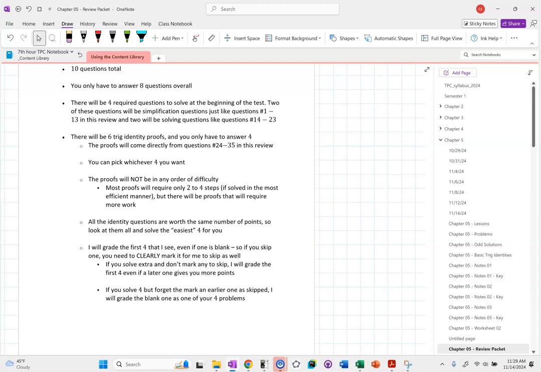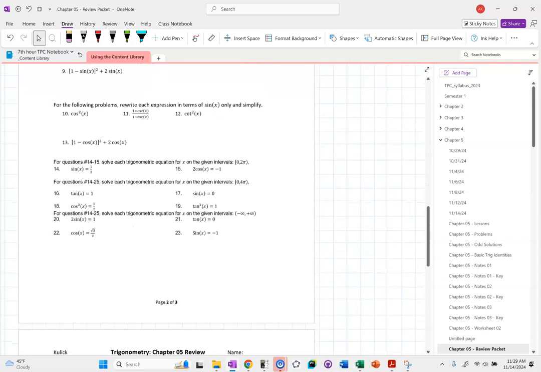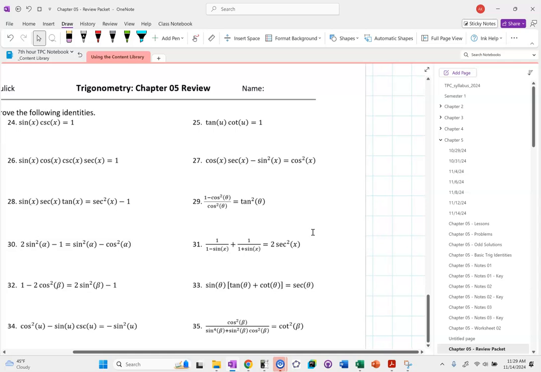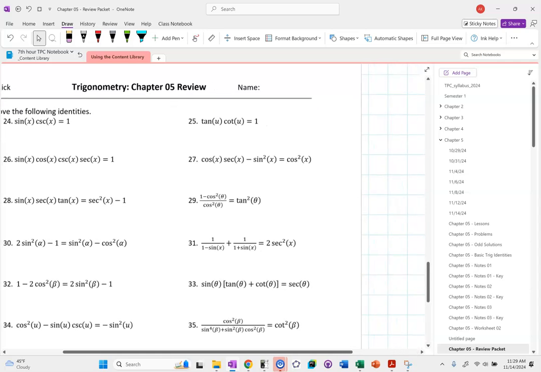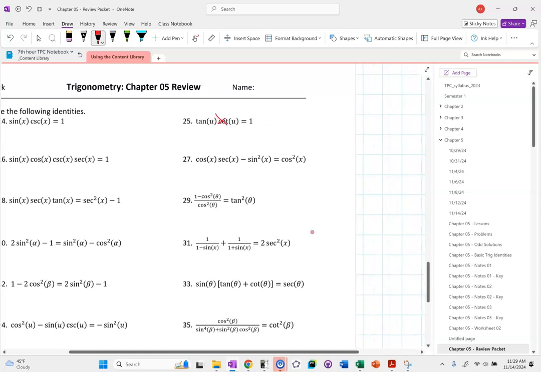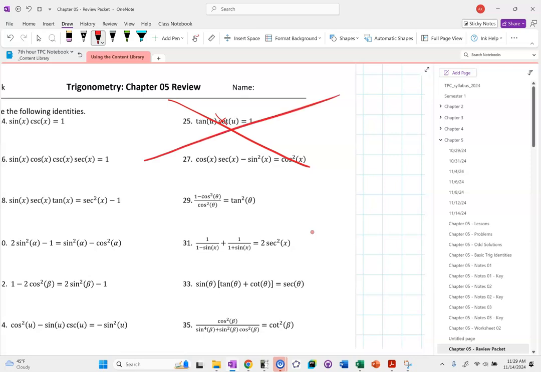When it comes to what you're doing on the test, I'm going to be a little bit picky about one thing here, and that is the questions you want me to skip and not to grade, I need you to clearly mark that. So if this is your test and you don't want to do, say, number 25, I don't want a little this. I want you to give me a big giant X.